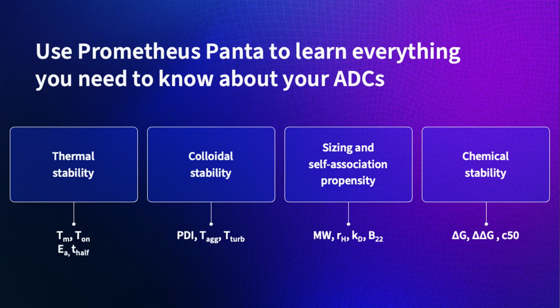There are a lot of parameters that are directly measurable by the Panta, and several more that can be derived from the data. The ones I'll be focusing on today are highlighted here, and these will provide predictive stability characteristics that were measured by analyzing ADCs with the Prometheus Panta to assess self-association, kinetic stability, and isothermal stability. Now, before I get into that, I'll first give a brief overview of ADCs.